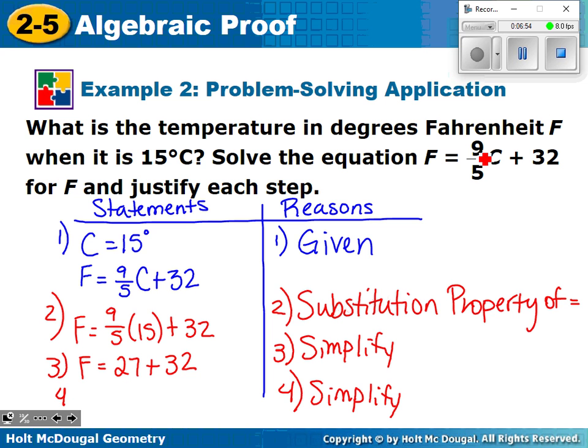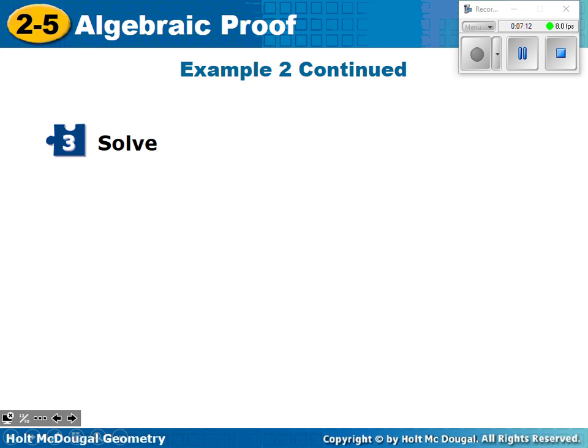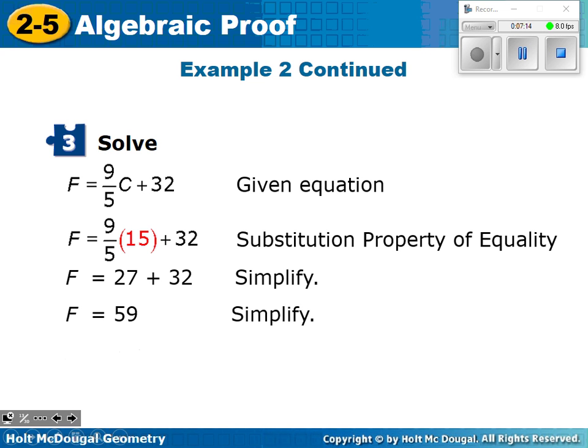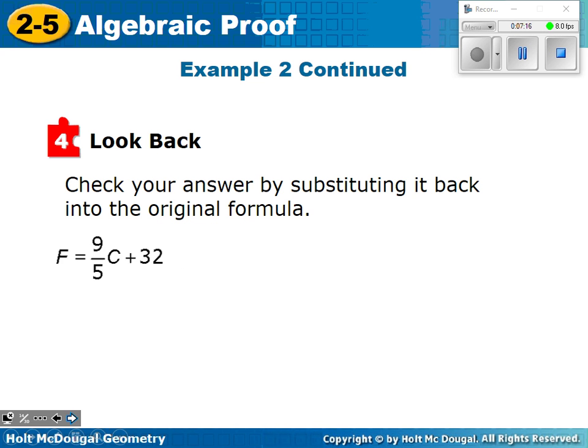And what are we going to get for our final answer for F? 59. And what are our units here? Degrees. We're talking about the temperature in Fahrenheit. So make sure you do include your units even in your proofs, okay? Questions? All right, let's practice a little bit more. This is going to be our basic introduction to geometry proofs right here.